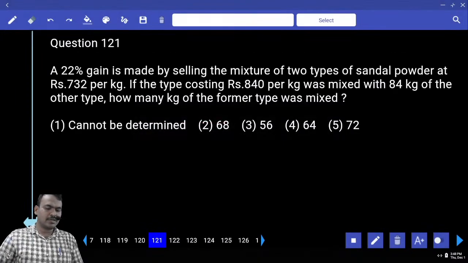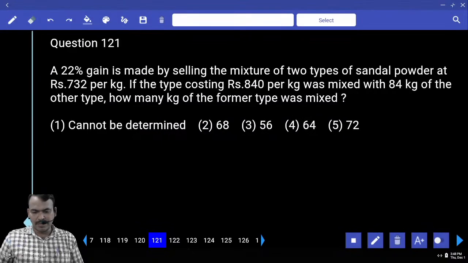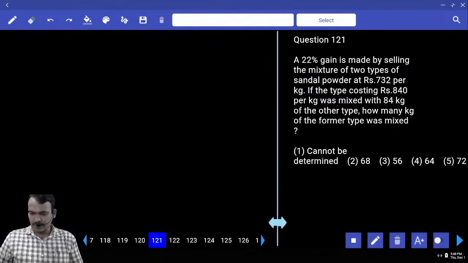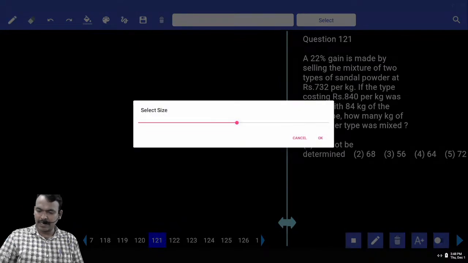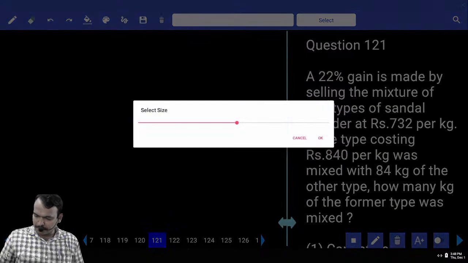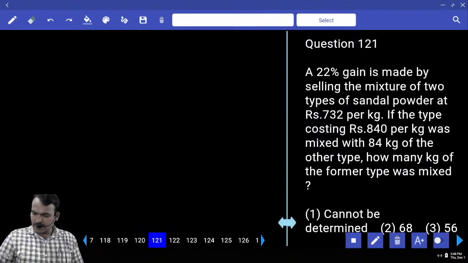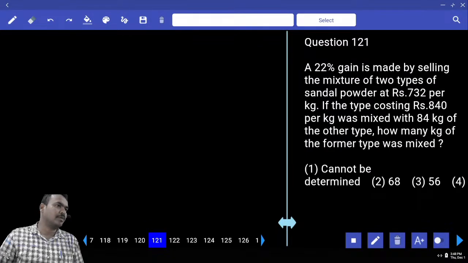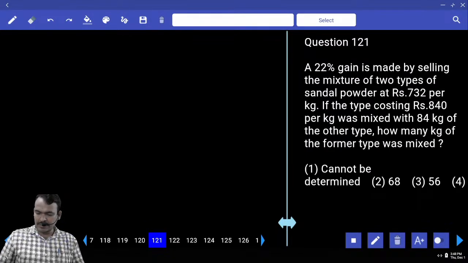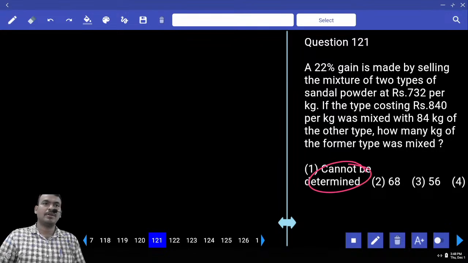A 22% gain is made by selling the mixture of two types of sandal powder at 732 rupees per kg. If the type costing 840 rupees per kg was mixed with 84 kgs of the other type, how many kgs of the former type was mixed? Answer cannot be determined.